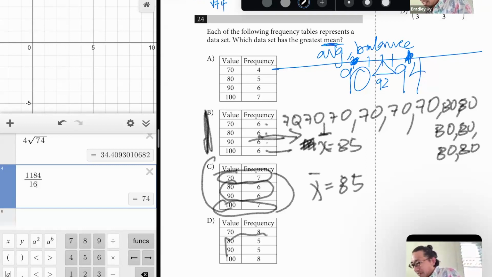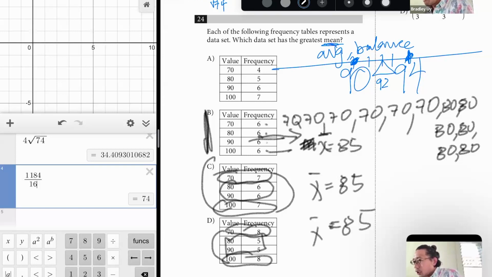Same thing here. These average out. You have 5 80s, you have 5 90s, that averages out to 85. And these on the outside wings will average to 85 because you have the same number of 70s as you have 100s. And the middle of 70 and 100 is 85. So the average here is 85.